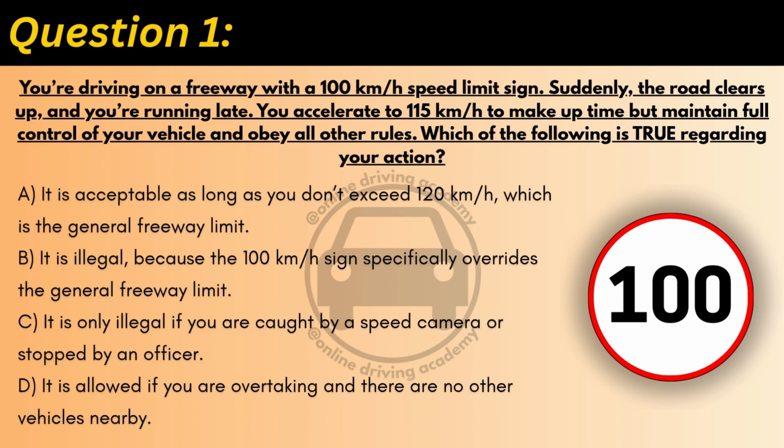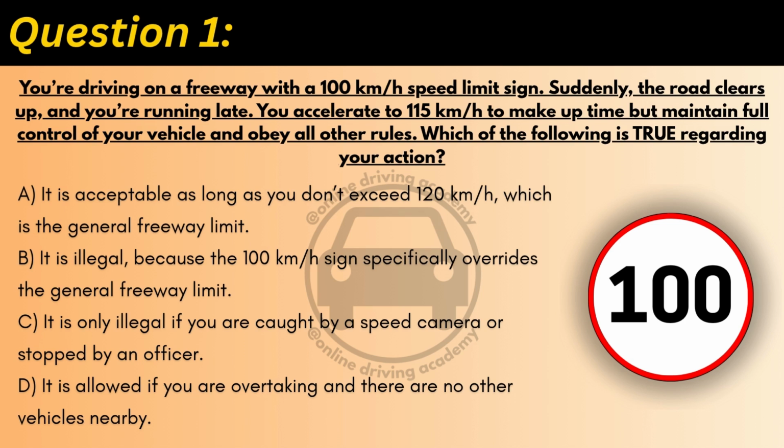Is it option A? It is acceptable as long as you don't exceed 120 km per hour, which is the general freeway limit. Is it option B? It is illegal because the 100 km per hour sign specifically overrides the general freeway limit. Option C: It is only illegal if you are caught by a speed camera or stopped by an officer. Or is it option D? It is allowed if you are overtaking and there are no other vehicles nearby.